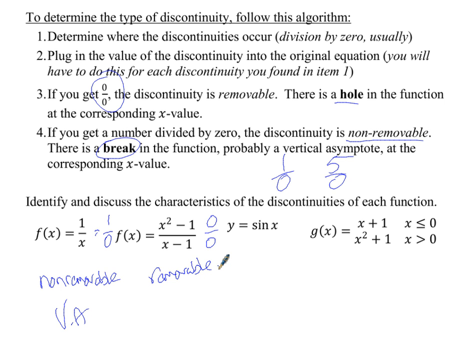Removable discontinuity at x equals 1, which means it's what type of discontinuity? It's a hole. And what would we do? Divide out. Good. So we have a hole, and we could simplify this down to find the limit at x equals 1 by using the dividing out technique.